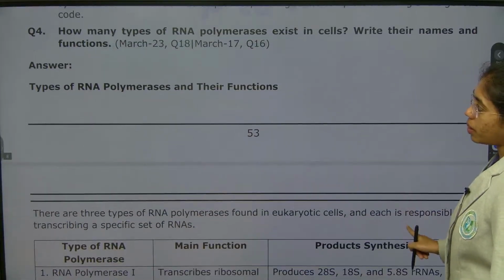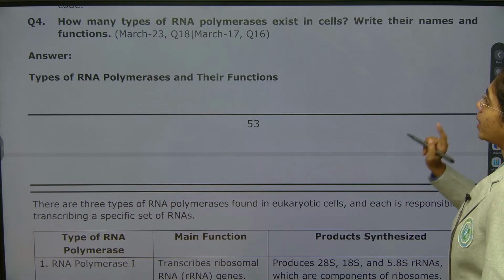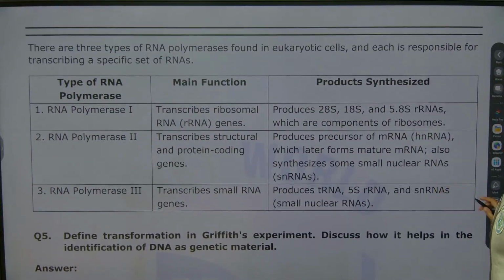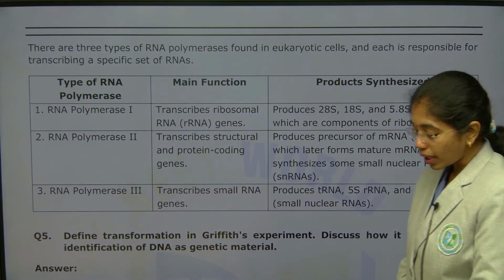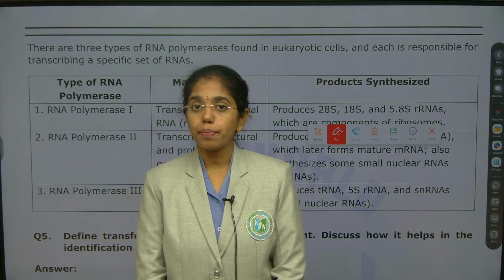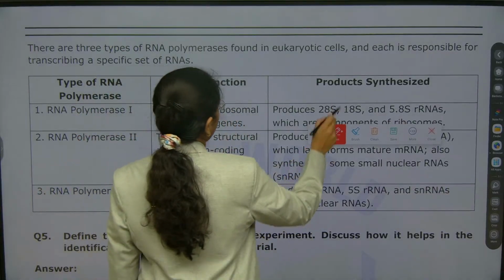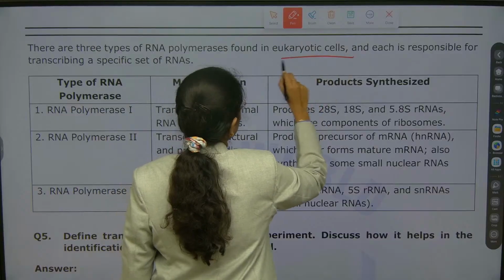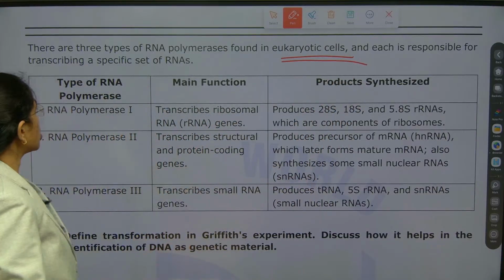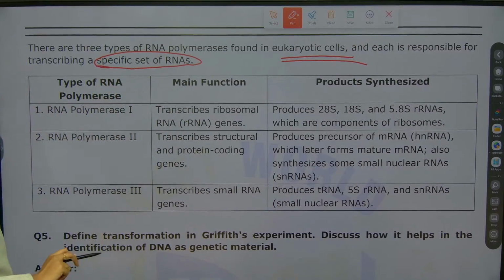Now, the question is about how many types of RNA polymerases exist in the cell. Write their names and functions. So, we have 3 types of RNA polymerases, yes or no? The only RNA polymerase that exists in a prokaryotic cell is a single RNA polymerase. But here in eukaryotes, we have 3 types of RNA polymerases inside a eukaryotic cell. And every RNA polymerase is responsible for transcribing a specific set of RNAs.